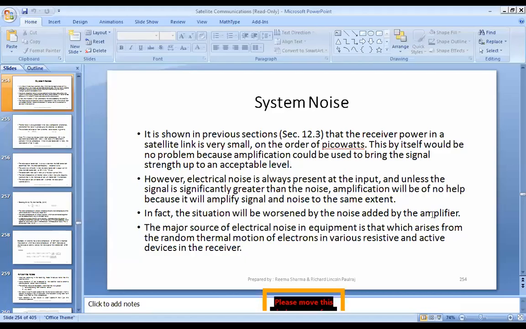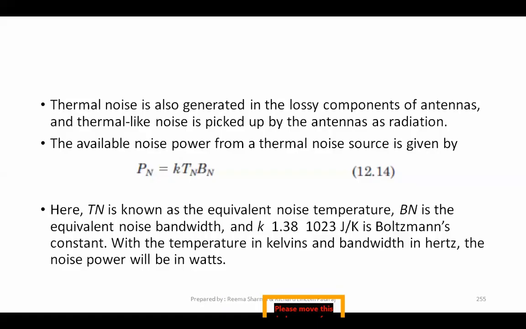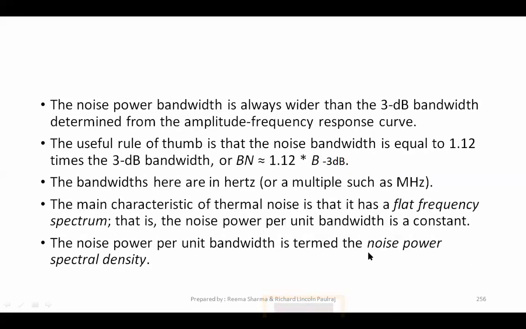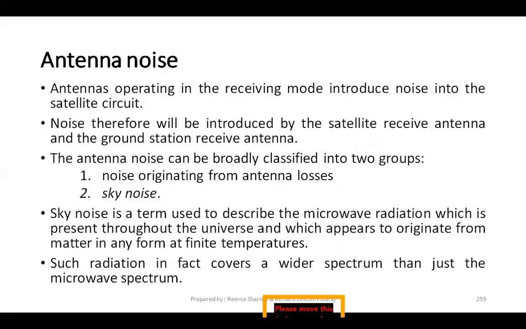So we had seen system noise in the last class, and we had derived a few equations, which is your noise power, and we had come out with some equations as well. Tn is nothing but your noise temperature, and k is the Boltzmann constant. We had even solved a problem as well. So moving on with our discussions, today we'll be looking into something which is called antenna noise.